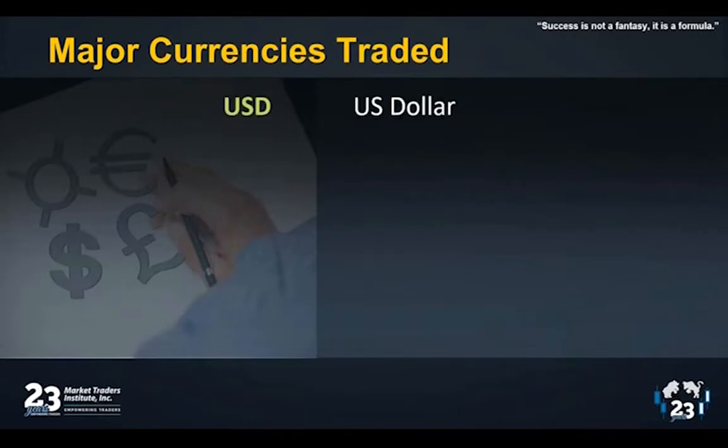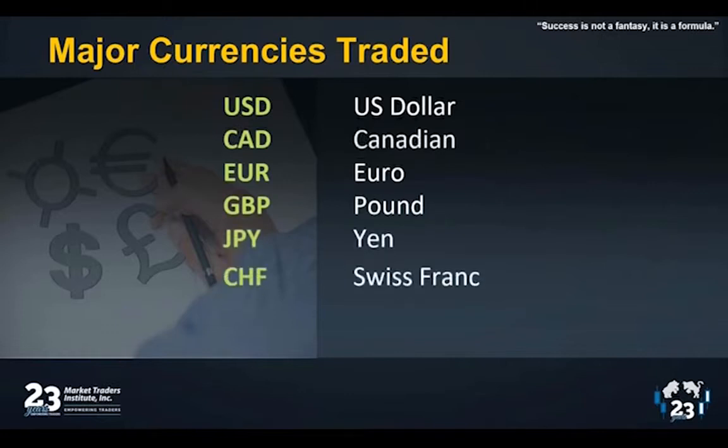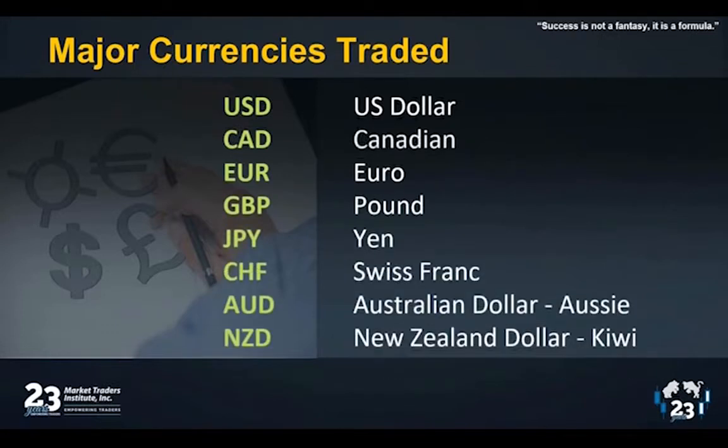Now, there are some major currencies out there. There's many currencies all around the world, and we personally only trade with 8 of them. These are the strongest ones. These are the stable ones. These are the ones that we feel are poised where you can take advantage of fluctuations without too much fluctuation.